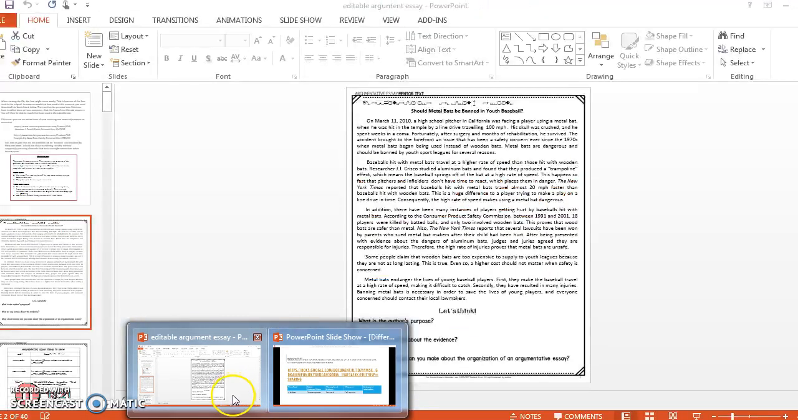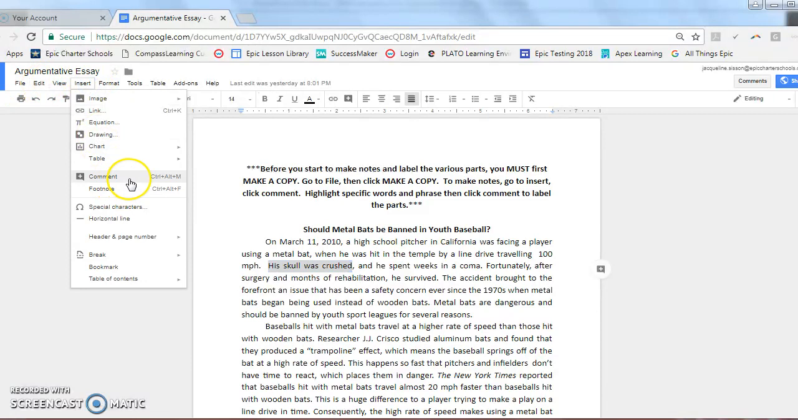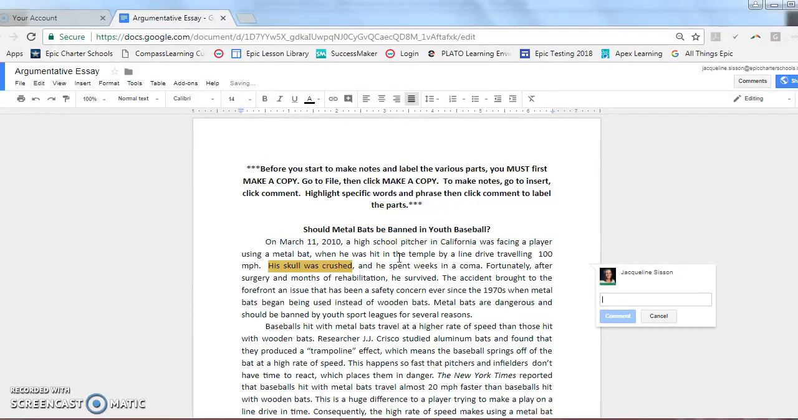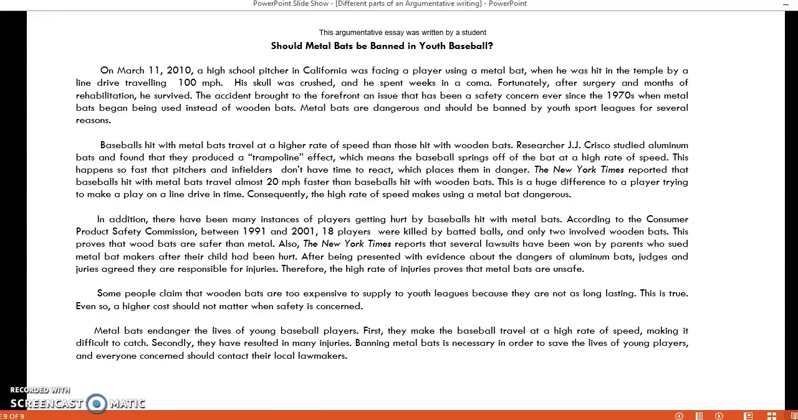So you're going to come over here and figure out what the hook is. Whatever you think the hook is, you can highlight it, and then if you go to Insert and add a comment, you can highlight this as hook or whatever you think it is, and then add the comment. That's how you're going to label the different parts of this essay. Okay? All right, guys, so definitely refer back to this, and you can read it first, and then you'll go to that document.